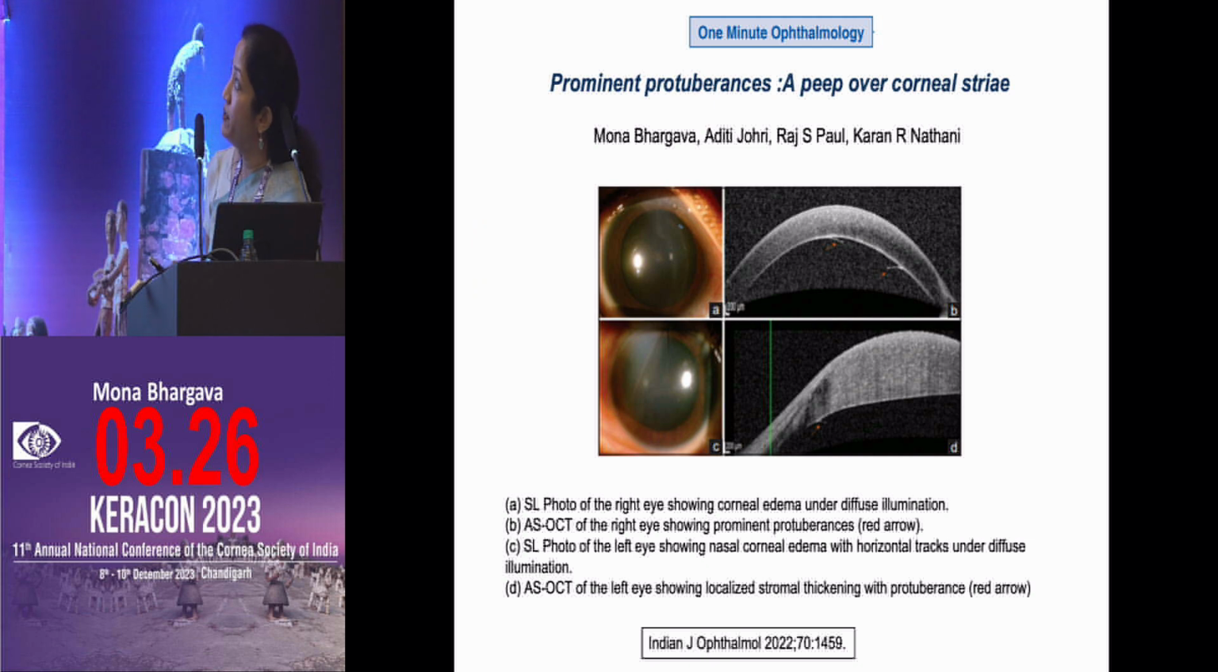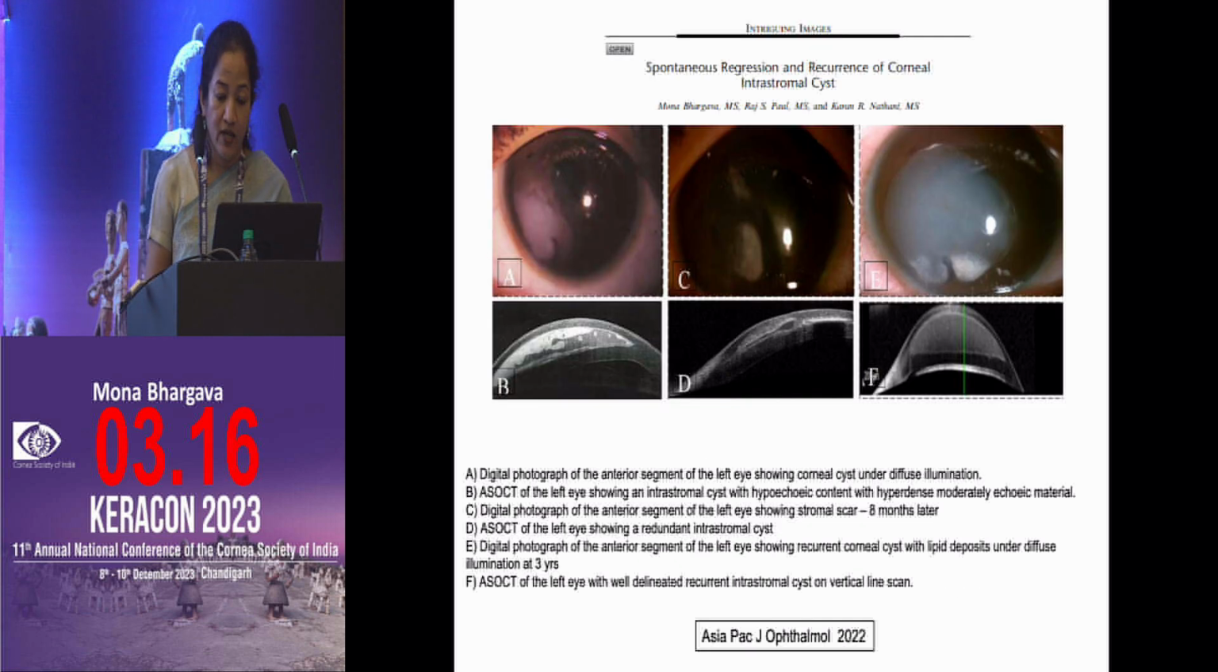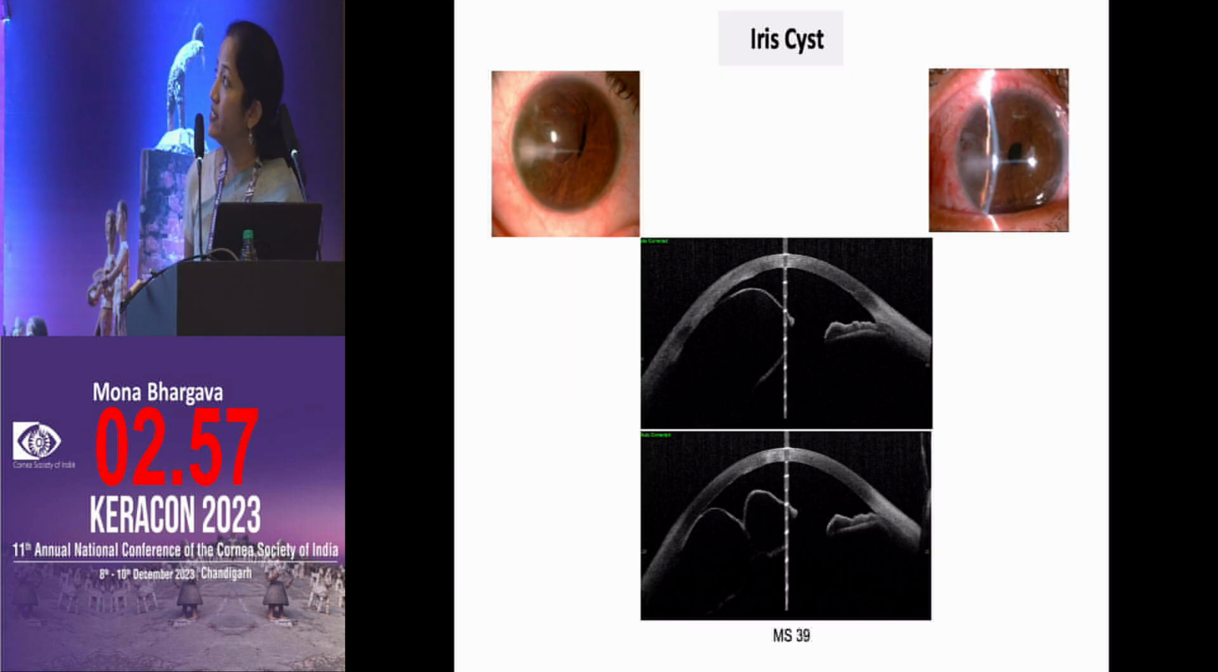Here we see prominent protuberances with a high DM hyperreflectivity in a case of congenital glaucoma, which can be easily confused with posterior polymorphous dystrophy. Again, there is a congenital cyst in a child with hyperreflective echoes, which reduced spontaneously to a redundant cyst here, and it recurred without any causative factors. Here we see a secondary iris cyst showing hyperreflectivity and hollow areas of a multilobulated cyst.